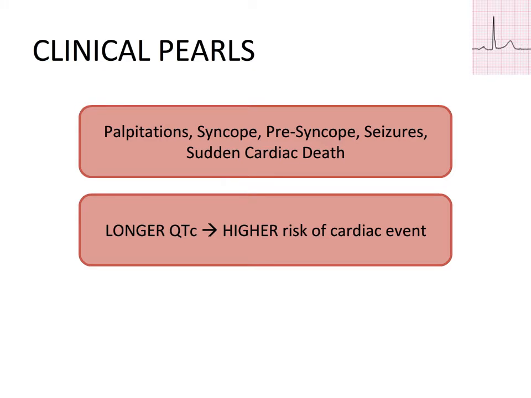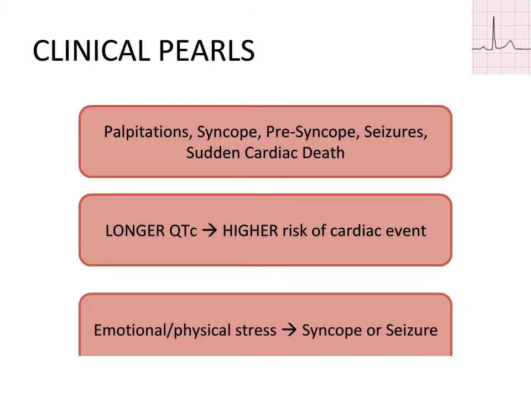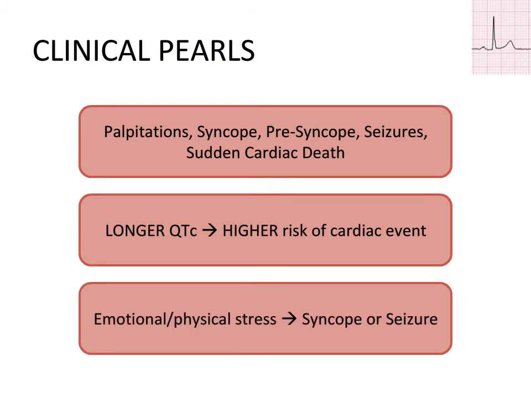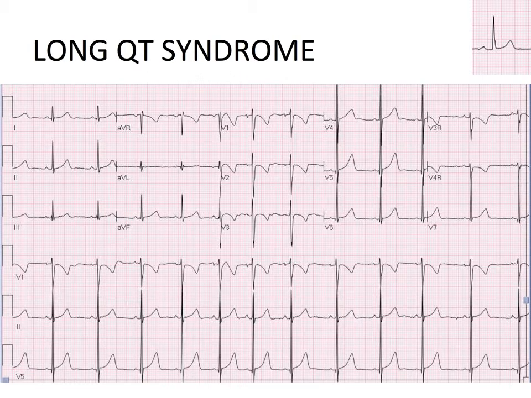You should also be thinking about long QT syndrome when there is a story of emotional stress or physical exertion preceding syncope or seizure activity. Let's go back to our case. You still have a 12-year-old girl with a syncopal episode who is back at baseline, except now you have the EKG shown. Calculate the rate, rhythm, and axis.